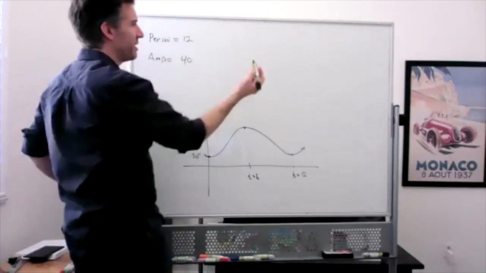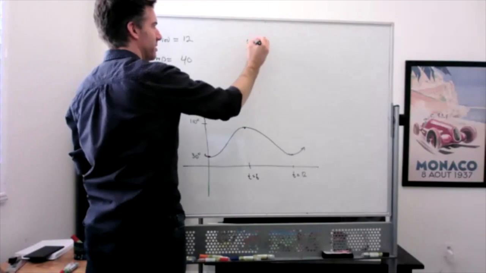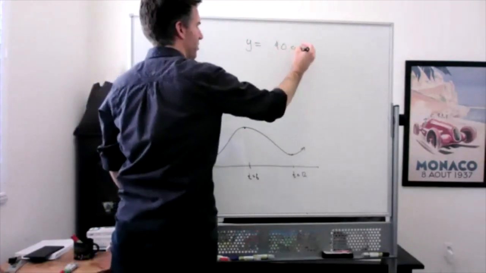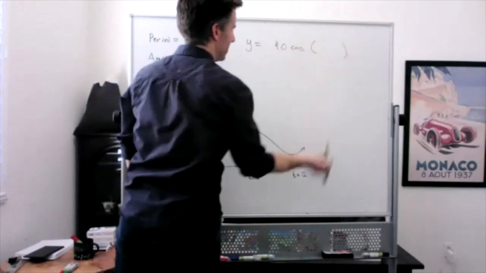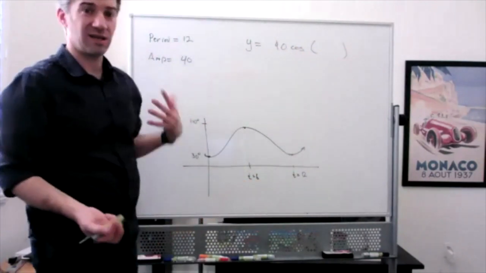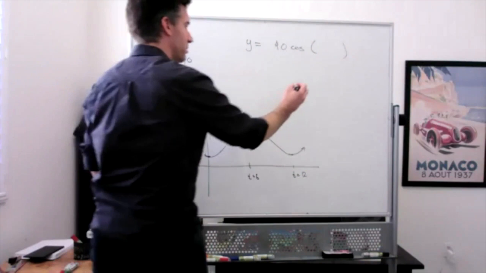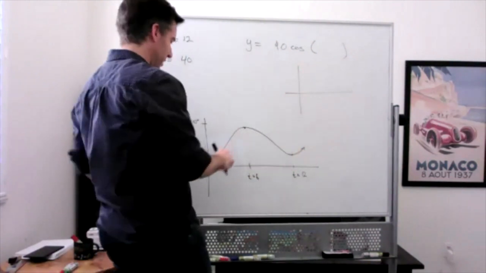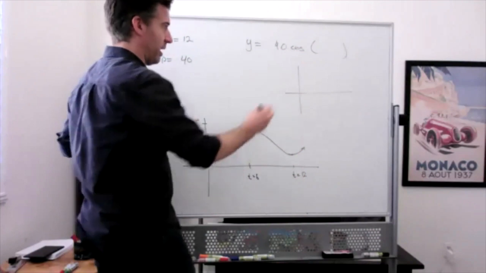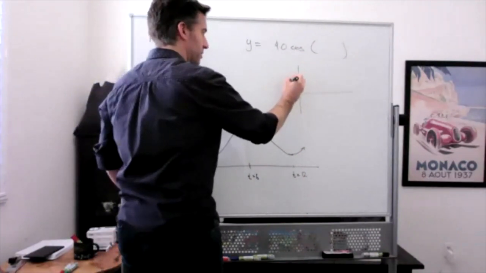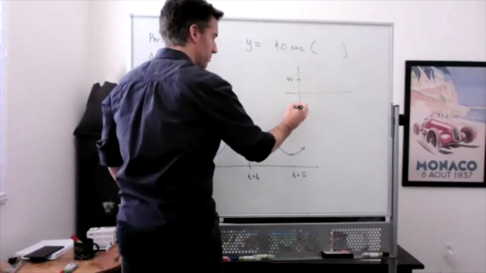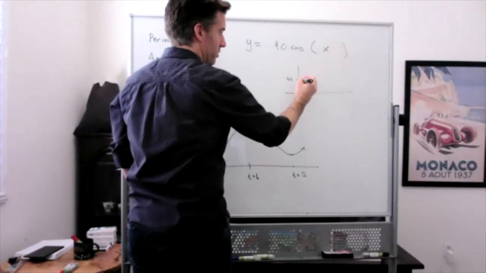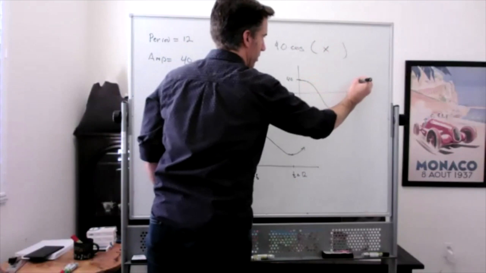So we're looking at something kind of like this. We've got 40 cosine of something. The problem with this is a couple things. 40 cosine of x is not going to start down low, it's going to start up high. So it would look like this. Now let's just say 40 cosine of x for a moment. Here's what 40 cosine of x would look like.